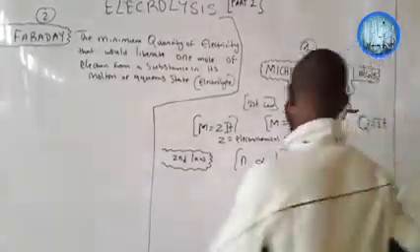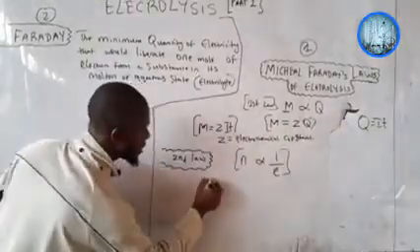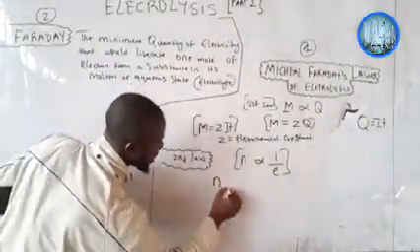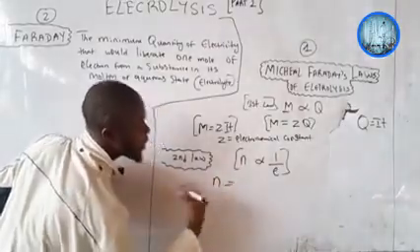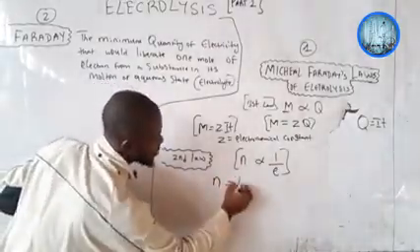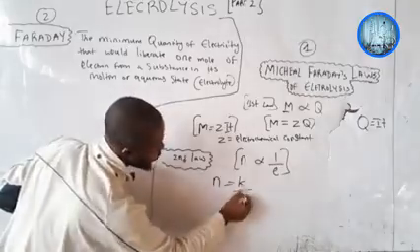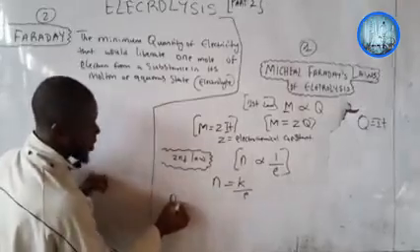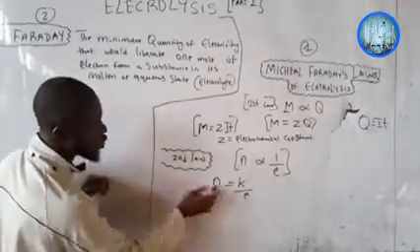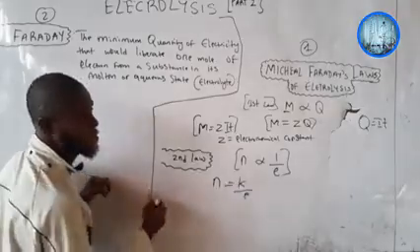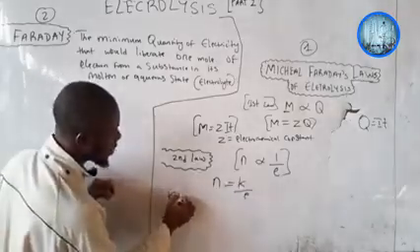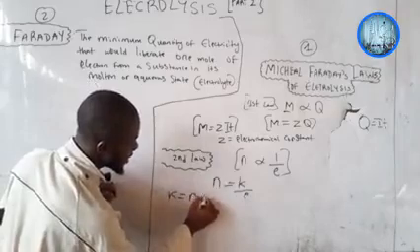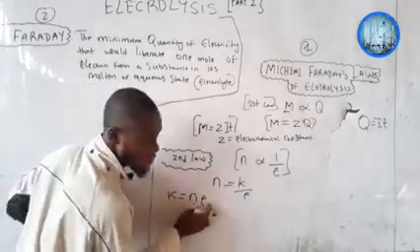Now let's introduce the equality sign. When there is an equality sign, we introduce the constant of proportionality. Let's say this will be K, so n equals K over E. What does this mean? You make the constant the subject of the formula, so K is equal to nE. That's the number of moles times the charge.